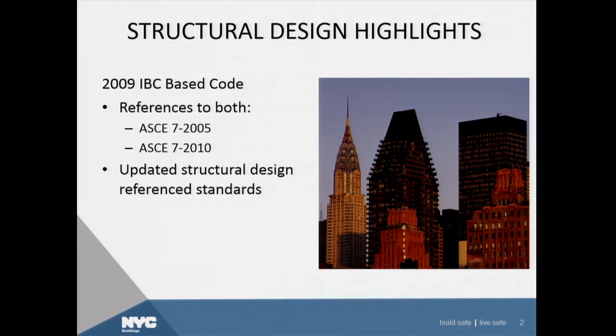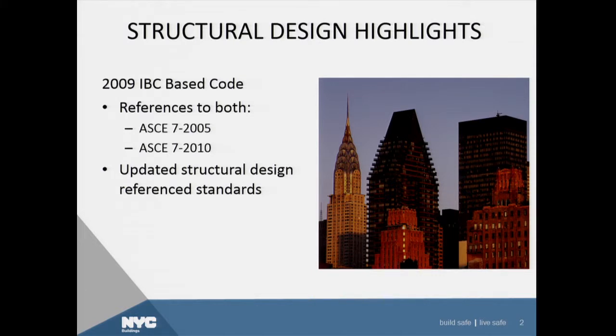The basic code, again, is 2009 IBC based, which references ASCE 7, minimum design loads for buildings and other structures. That's our primary structural reference standard. The 2009 IBC references the 05 edition, but here in New York, of course, we had to make some improvements, so we reference both the 05 edition and in some cases the 2010 edition to bring us more in line with, in some cases, the 2012 IBC. These are some pretty significant improvements that we'll talk about a little bit today.